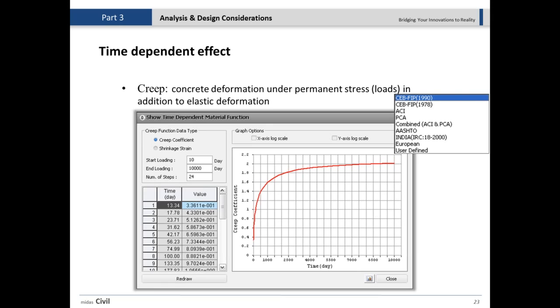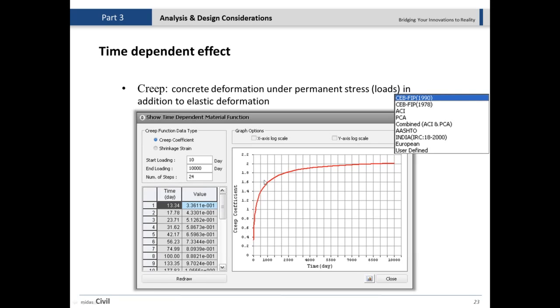The first of them would be creep. As you may know, creep is the deformation of the concrete under permanent stress or permanent loads, which is in addition to the elastic deformation. This happens when we have large forces on the concrete. The concrete kind of shrinks, and what happens is it releases the actual load which was applied on it. Therefore, we come up with some sort of losses, which we call creep loss.